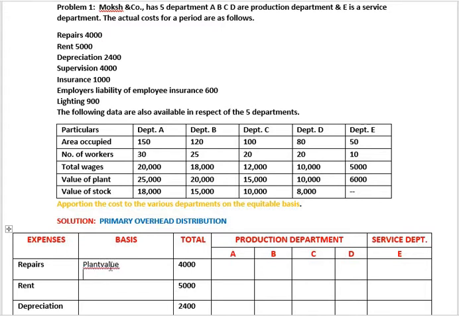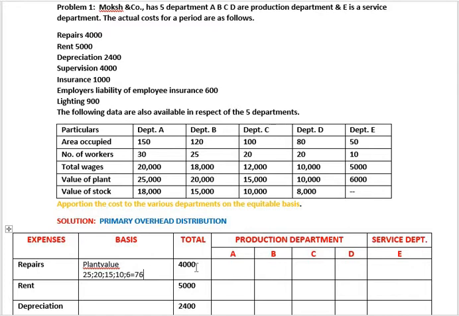And the ratio is 25 is to 20 is to 15 is to 10 is to 6. So this is our ratio. You will get a total of 76. So 76 is the total. Now distribute this 4,000 to A, B, C, D and E. E is a service department and there are 4 production departments. So distribute this 4,000 to the departments.